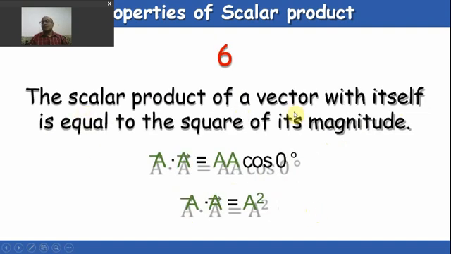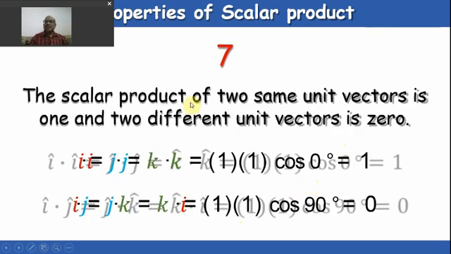The scalar product of a vector with itself is equal to the square of its magnitude. So you can understand that A dot A is equal to A squared times cos 0, so A dot A is equal to A square. If the same vector is multiplied by the same vector, the resultant will be the square of that vector.